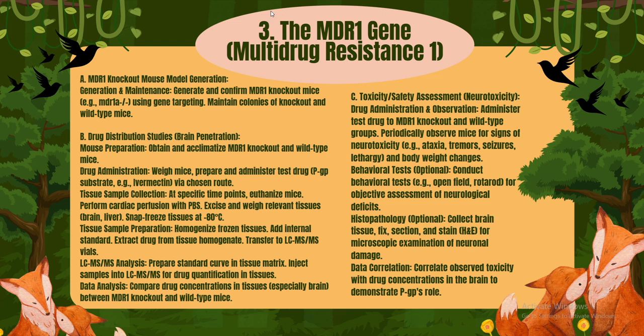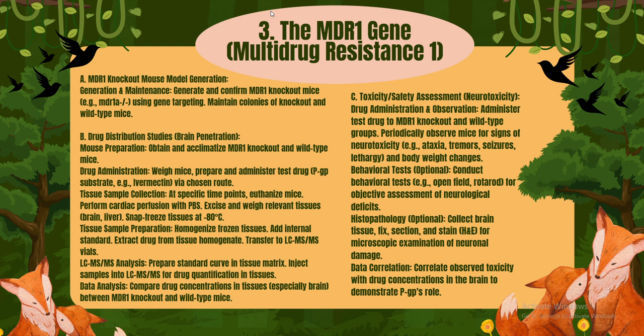A key part of the research involves giving a test drug, which P-glycoprotein normally pumps out, to both regular mice and MDR1 knockout mice. At various times after the dose, the mice are humanely put to sleep. Scientists then carefully remove organs like the brain, liver, or kidney and precisely measure the drug concentration in this tissue using LC-MS. If a drug builds up much more in the brain of a knockout mouse compared to a regular mouse, it strongly indicates that P-glycoprotein normally pumps that drug out of the brain.